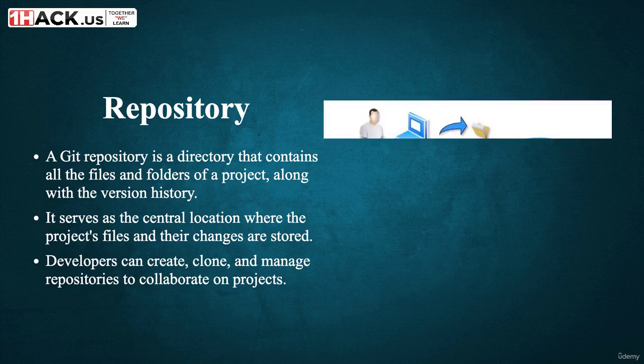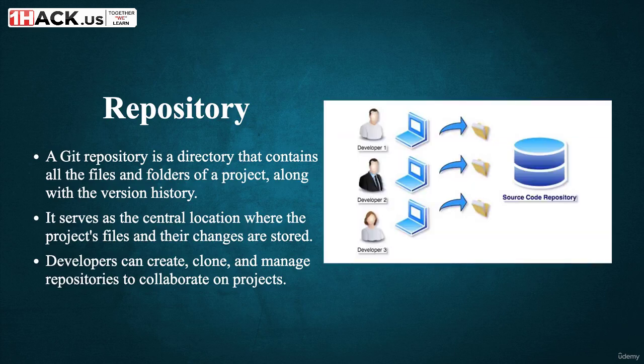The first key concept in Git is the repository. A Git repository is a directory that contains all the files and folders of a project, along with the complete version history of those files. It serves as the central location where the project's files and their changes are stored. Developers can create, clone, and manage repositories to collaborate on projects. The repository is the foundation of Git, as it allows multiple developers to work on the same codebase simultaneously while maintaining a clear record of the project's evolution.